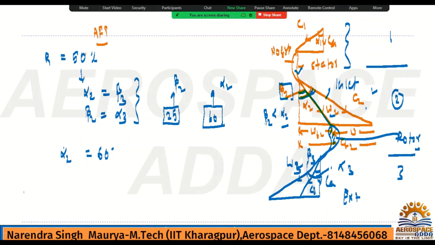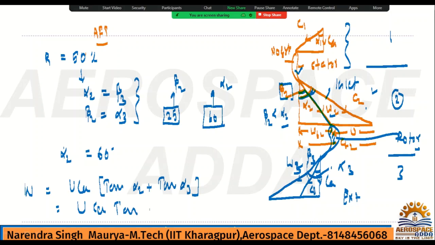If you check the work formula, in the turbine, work is nothing but U Ca (tan alpha 2 plus tan alpha 3), or you can say it is nothing but U Ca (tan beta 2 plus tan beta 3). This is the formula. For 50% degree of reaction, alpha 2 is nothing but beta 3. So again here beta 2 is unknown. If you take alpha 2, then alpha 3 will be unknown. So how to get this angle? It's simple.